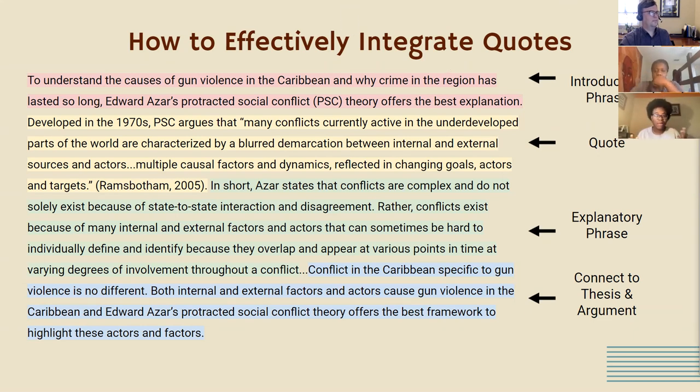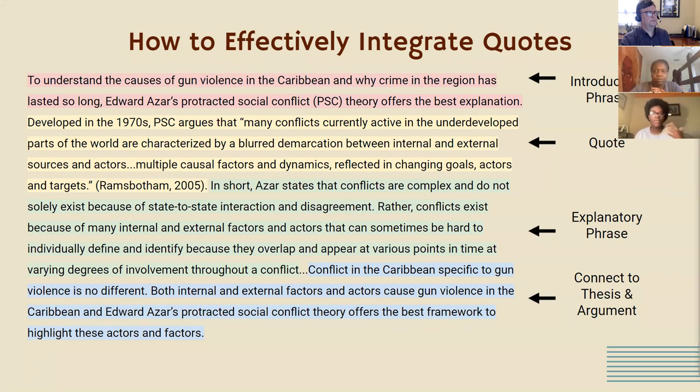So that was a lot, but we knew that we had to read that out loud so you could really get a sense of what I'm about to say next. Notice the four different colors here within this example. These four different colors depict four different but essential sections that should be included in your academic writing if you hope to effectively integrate quotes into your work. Now I'm going to take some time to break them down for you.